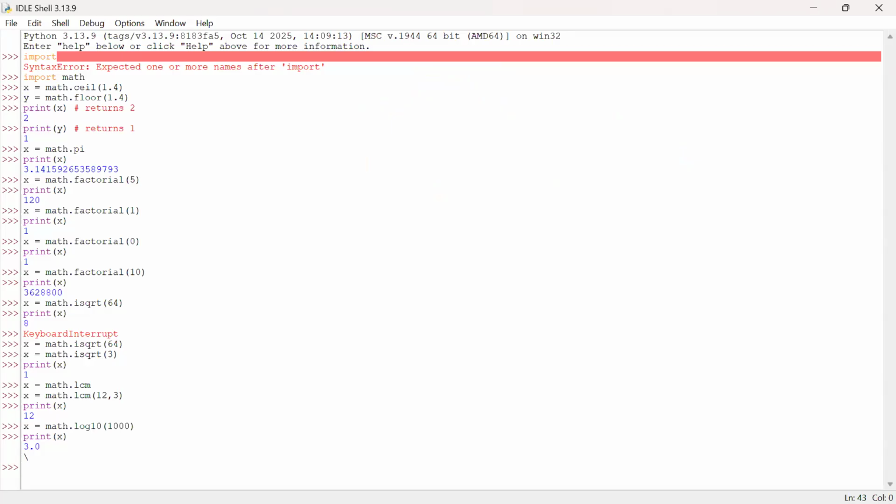Oh yeah, do the x assignment operator math dot, and let's see if there's any other familiar or interesting one that I can show you. Just type your x assignment operator math dot.